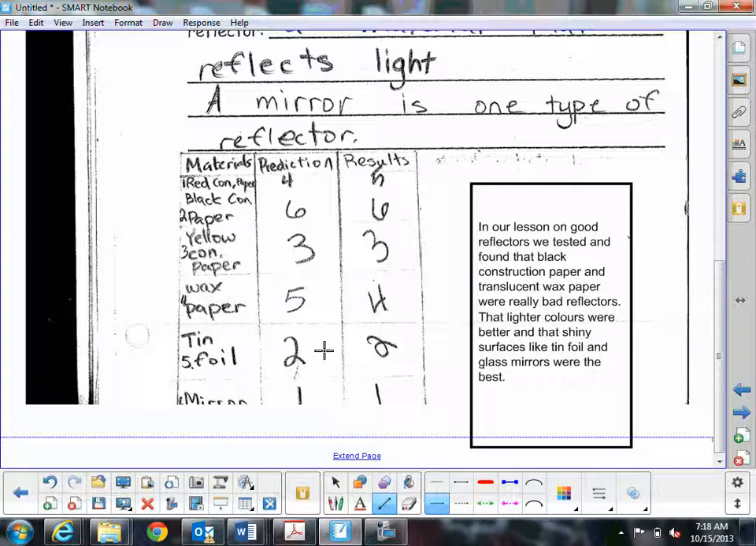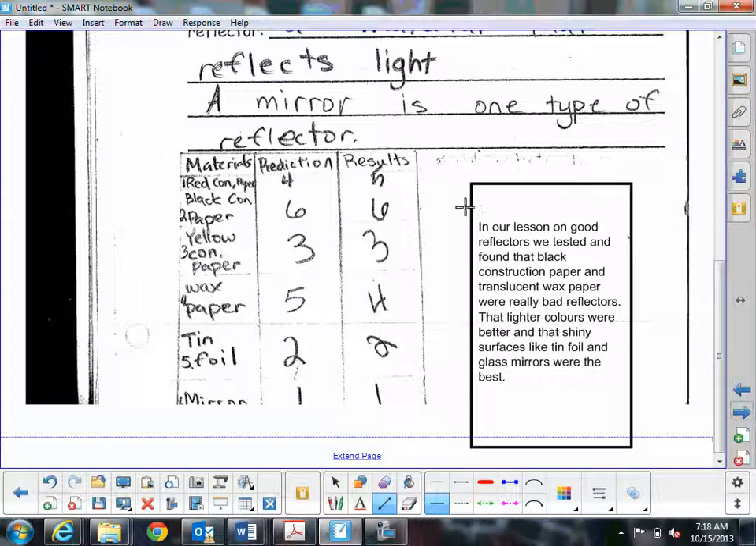We came to understand that black construction paper was the worst, and we learned furthermore that black doesn't reflect well, that it absorbs colors more so than anything else. We also found that the lighter the color was, the better it reflected. And finally, if it was light and shiny, the shinier it was, the better it reflected. So the best reflector was the mirror, which was light and very shiny, and the second best was tin foil. We applied these concepts to the creating of a helmet for a bicycle later on in that unit.